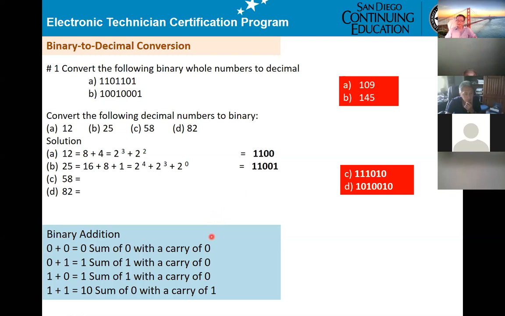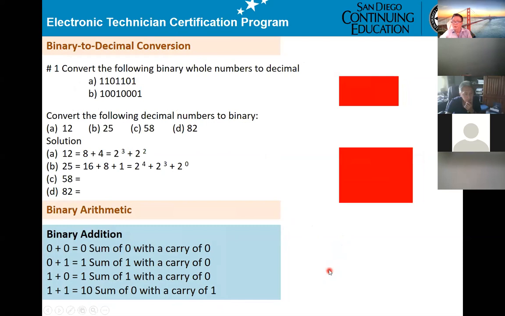Okay, so we're done on this page, right? And then they're talking about binary addition. So they try adding 0 to 0, you get 0. 0 to 1, you get 1. 1 to 0, you get 1. 1 to 1, you get 0 but you carry 1. Carry 1 means you add 1 to the next column. Now you do it for me.